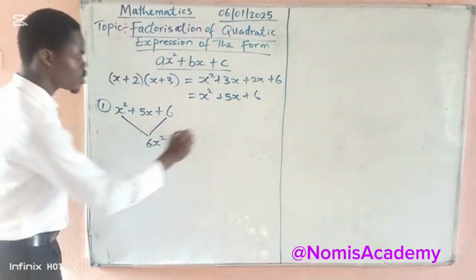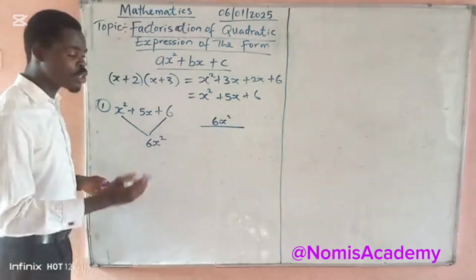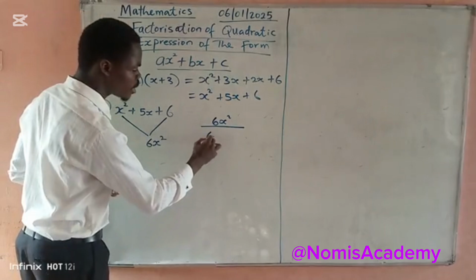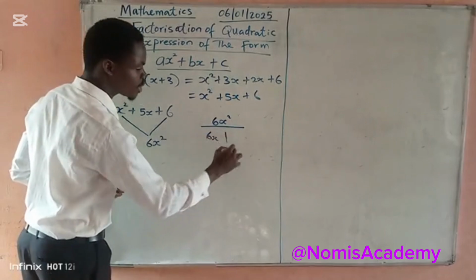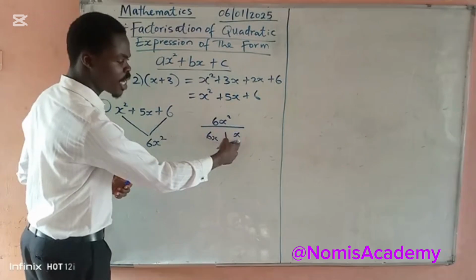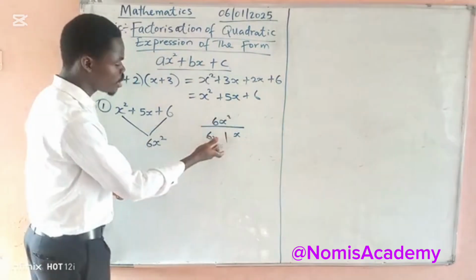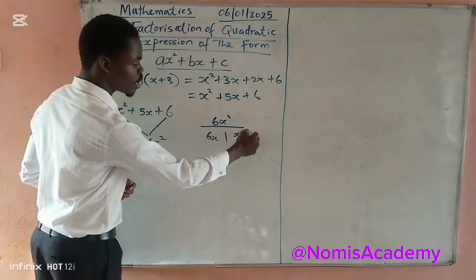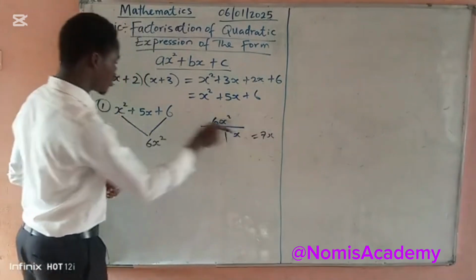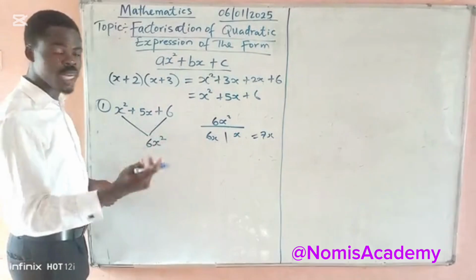So let's do that. 6x squared. The possible factors we have are 6x and x. 6x times x will give us what? 6x squared. The sum, 6x plus x, is what? 7x. This is different from what we have here. So we go further to check for other factors.